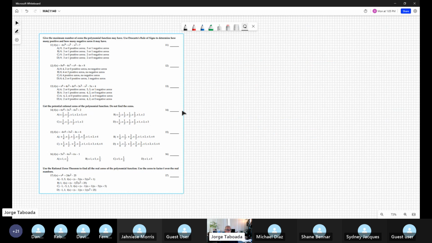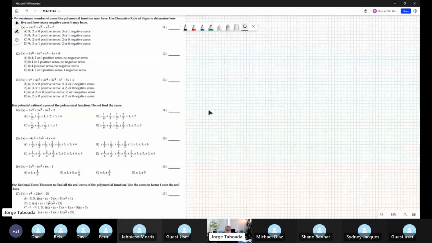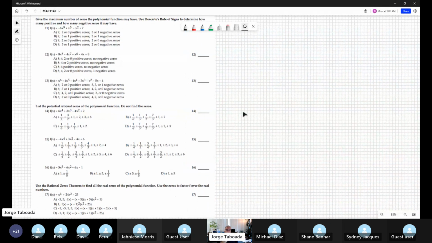Okay, let's move on to the 14, 15, que es the rational. The word rational indicates fraction. Rational zero theorem. And remember the famous formula, plus or minus p divided by q. P divided by q. And who is p? P is the coefficient of the degree 0, and q is the coefficient of the higher degree. O sea, suppose a polynomial que es 6x to the 4th power plus 3x to the cubic power minus 4x to the 2nd power plus 2.